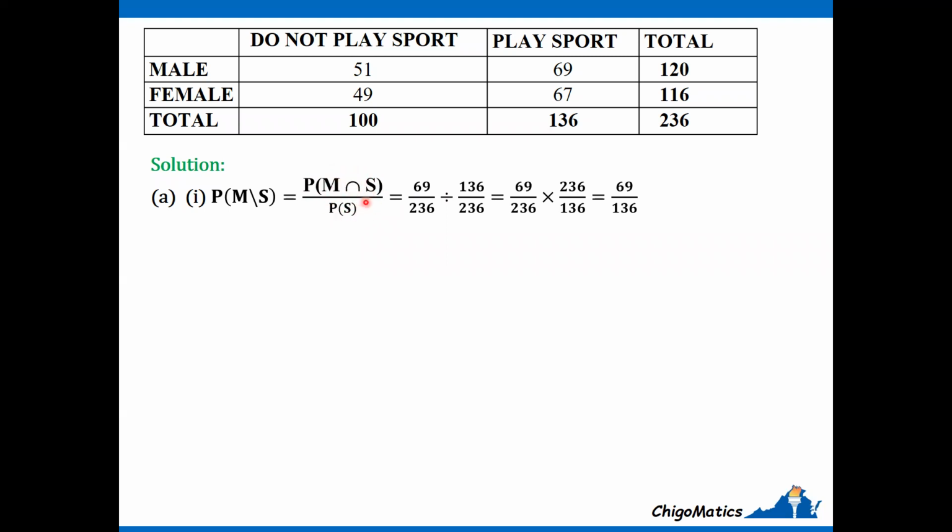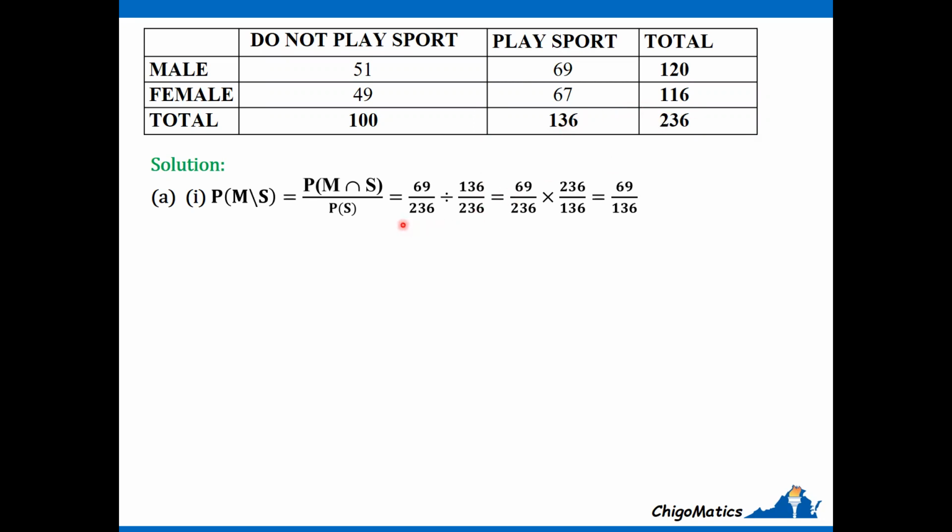confusing yourself. So the probability of M intersection S, M is for men, intersection S represents plays sport. So we have 69 out of how many students? 236. So the probability of the intersection is this one, divided by the probability of those who play sport, which is simply, how many are they? They are 136, right? Out of 236.